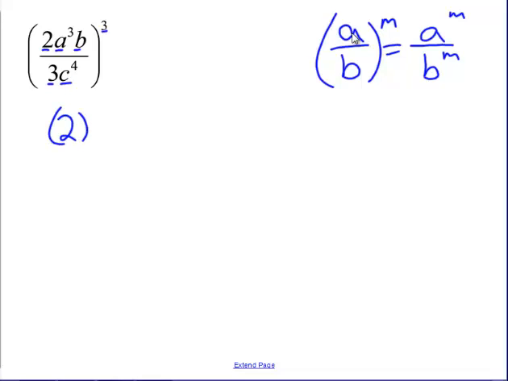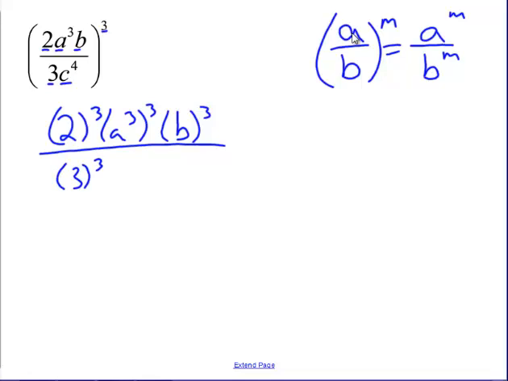So on the top I should have 2 to the 3rd, a to the third, and then I should have b to the third. That would be all over 3 to the third times c to the fourth to the third. So check and notice how I've distributed essentially that power to each term in the parentheses. Now I just got to clean it up at each term individually. So I have 2 to the third, which is 2 times 2 times 2, which is 8. And then again, when I have a power to a power, I will multiply those exponents. That should be a to the ninth.